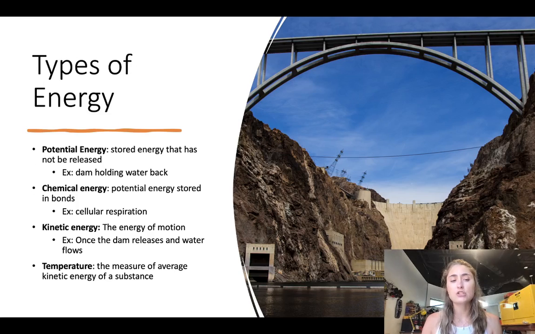We've got chemical energy. This is energy stored in bonds. This is what we see when we look at cellular respiration. As we break down the energy that we've consumed into usable sugars for us, that's a type of chemical energy. And then we also have kinetic energy. This is the energy of motion. Once the dam releases, if we were to remove the wall, all of that water would be flowing, and that would be an example of kinetic energy. And then temperature is also a type of energy. It's the measure of the average kinetic energy of a substance. So it's heat energy. In fact, a lot of energy is in the form of heat.